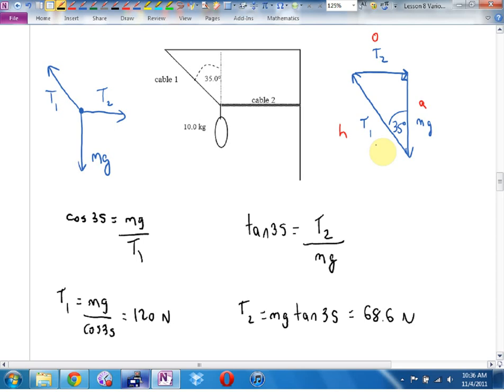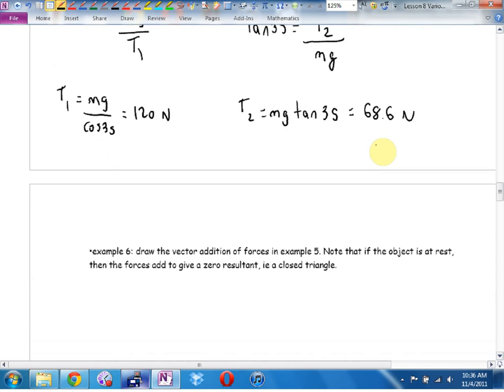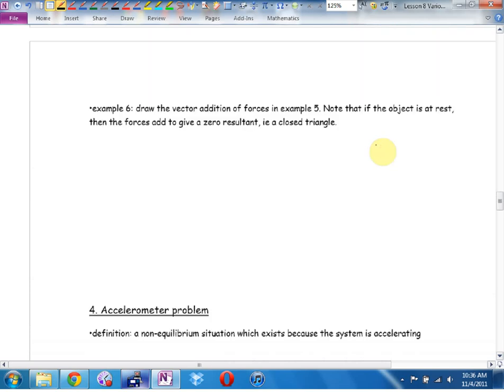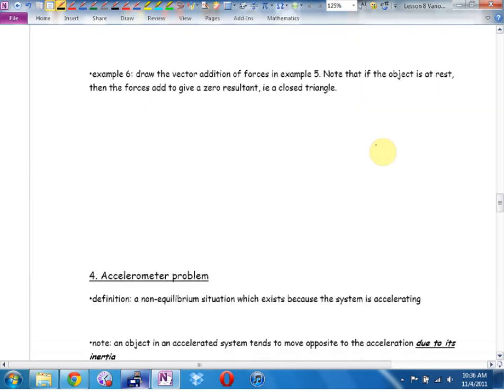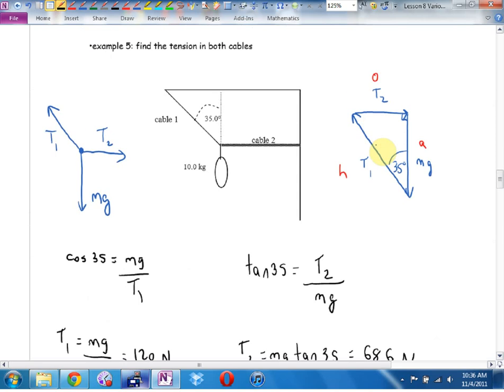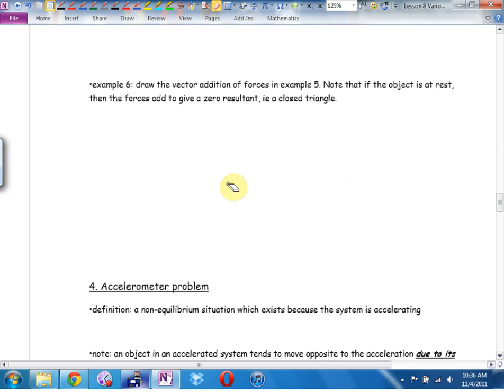Turn the page. Example 6 says, draw the vector addition of forces in example 5 and notice that if the object is at rest, the forces add to give 0. We actually did that in solving this. A lot of teachers will teach to use components. In other words, they would say, break tension one up into this way and this way and find some, you know what, I think do the trig in one fell swoop. So example 6. Already done.